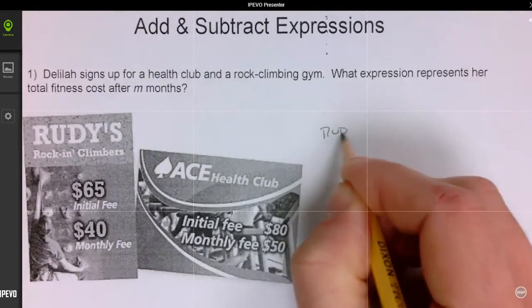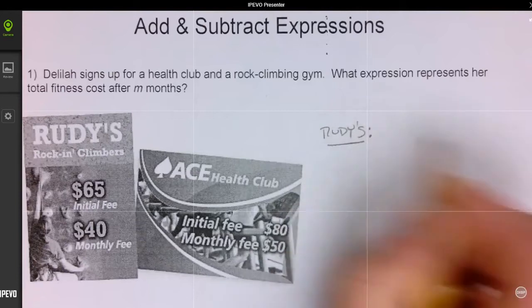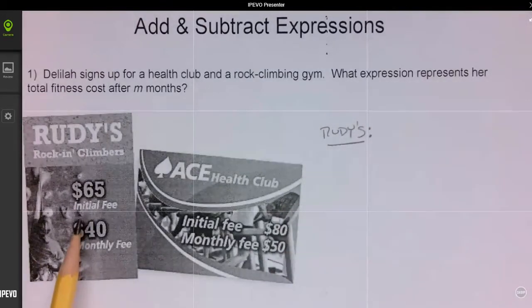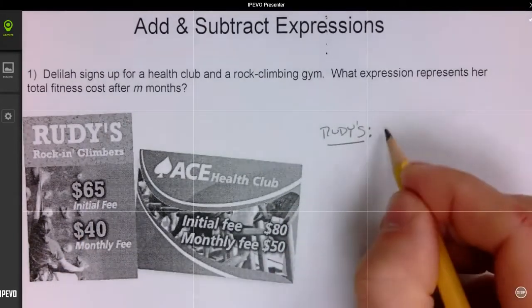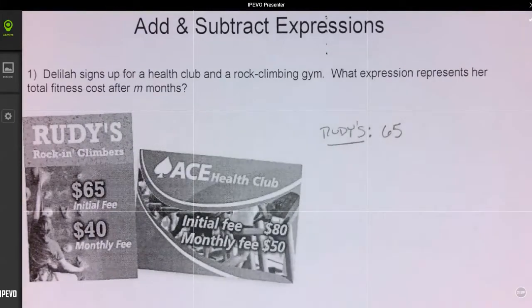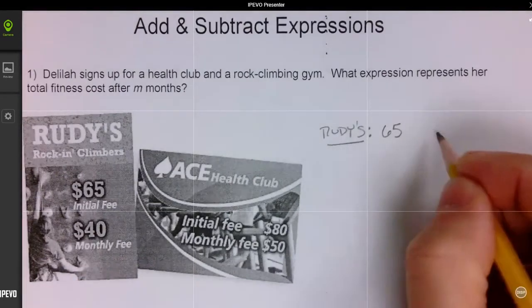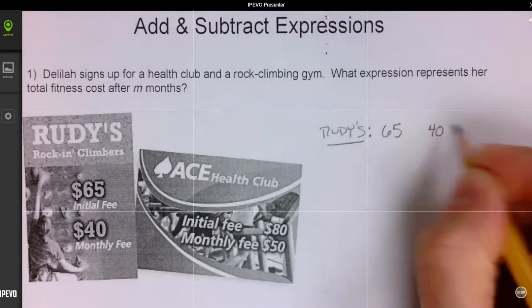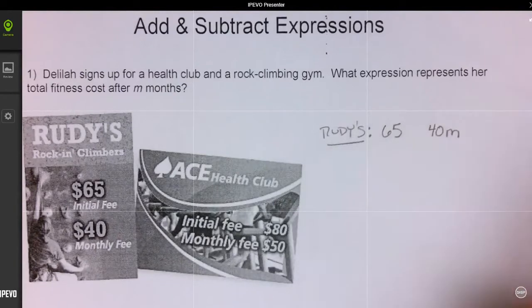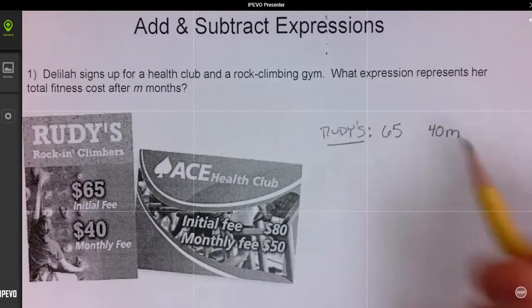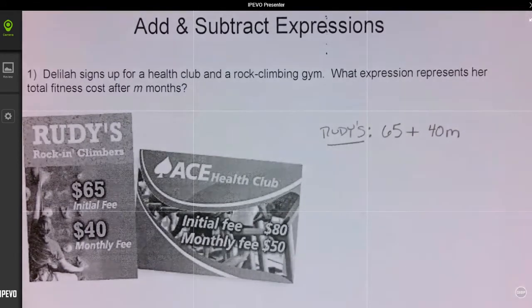For Rudy's, we're told that she has to pay a $65 initial fee. So we're going to start with $65. And then we're told that she has to pay $40 for a monthly fee. So $40 for each month. That means she's going to have to pay $40 for every month, so I'm going to multiply it by M, the number of months. And to get her total cost for Rudy's, I would have to add these values together. So for Rudy's, 65 plus 40M represents her fitness cost.